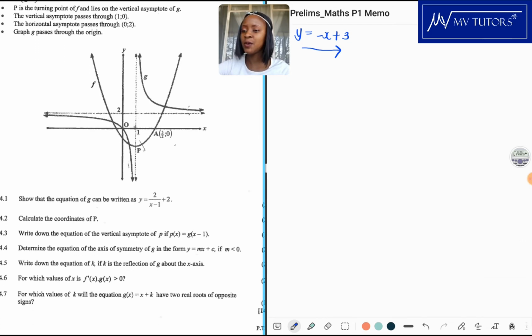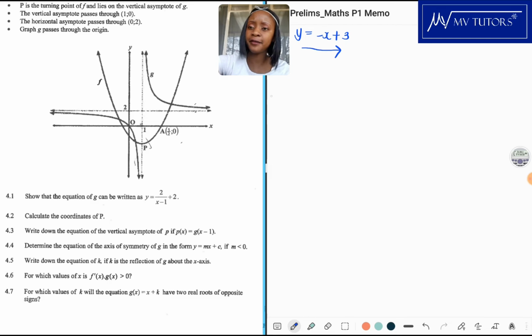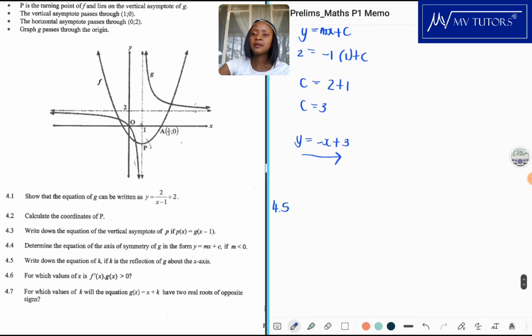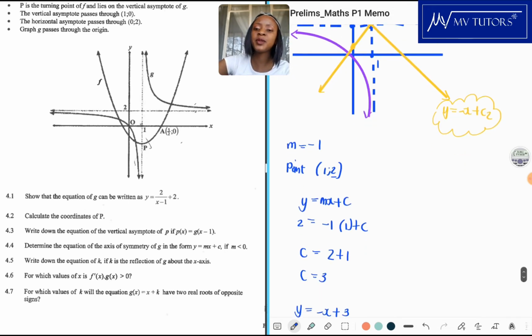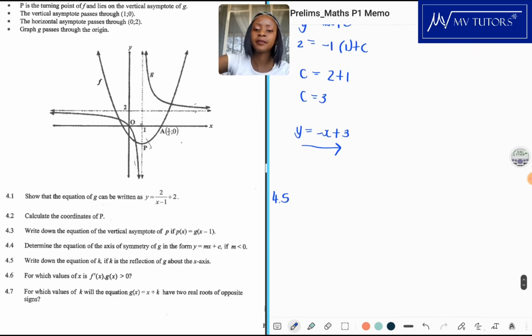Okay, so 4.5. Now it says, write down the equation of k, if k is the reflection of g about the x-axis. So at least I drew g. Okay. A reflection about the x-axis. Let me just draw a simple graph, because this one can get a little bit complicated if you don't pay attention.